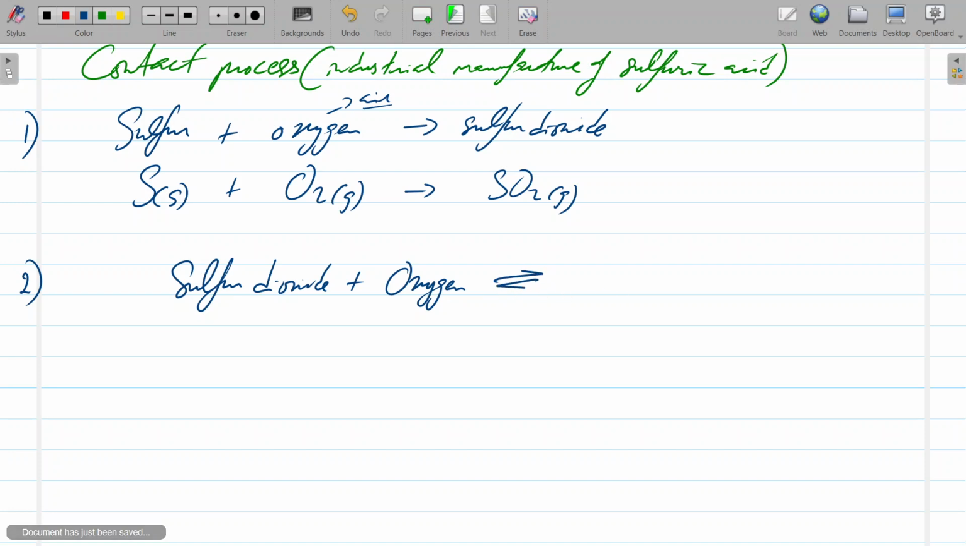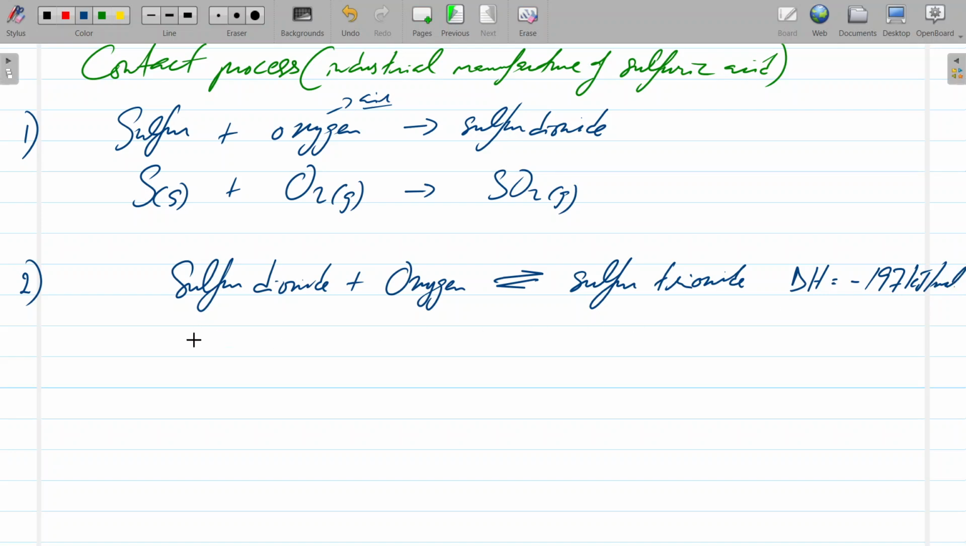So the first reaction wasn't reversible, right? This one is a reversible reaction, and you are getting sulfur trioxide. And this is an exothermic reaction, so the delta H, the enthalpy change, is minus 197 kilojoules per mole. So you've got SO2, which is a gas, plus O2, which is also a gas, giving you SO3, also a gas. And for the sake of time, that's how you'll balance it.